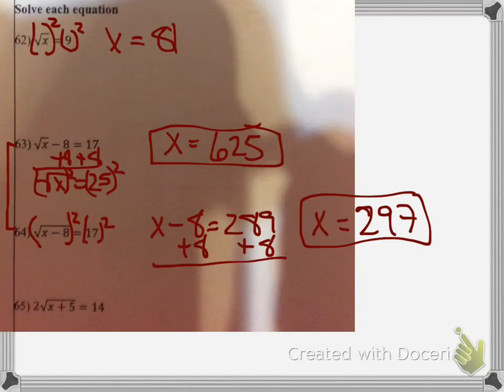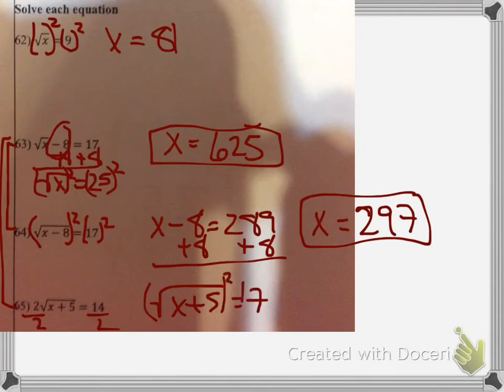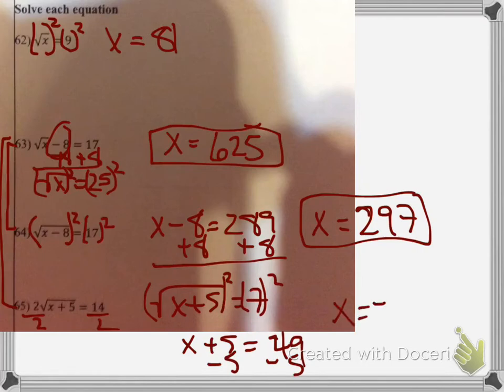Now here, 65 and 63 are also very similar, because here I had something on the outside and I got rid of it. Here I have a times 2 and I need to get rid of it. So I say 14 divided by 2 and I get the square root of x plus 5 is equal to 7. Then I can square, and I get x plus 5 equals 49, because 7 squared is 49. Again, this is where that table could help if you want to make it a little quicker. And then you can subtract 5 to get x is equal to 44.